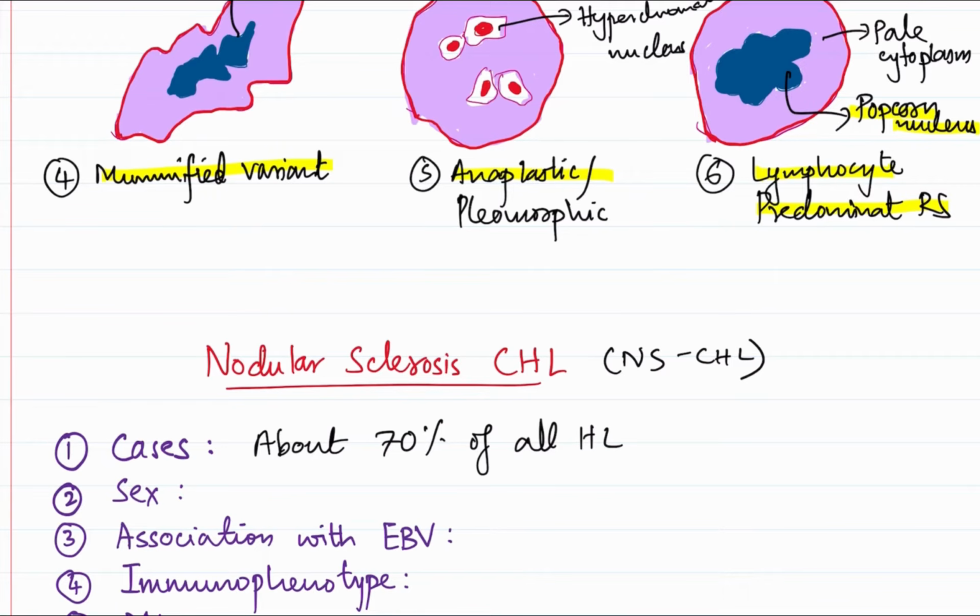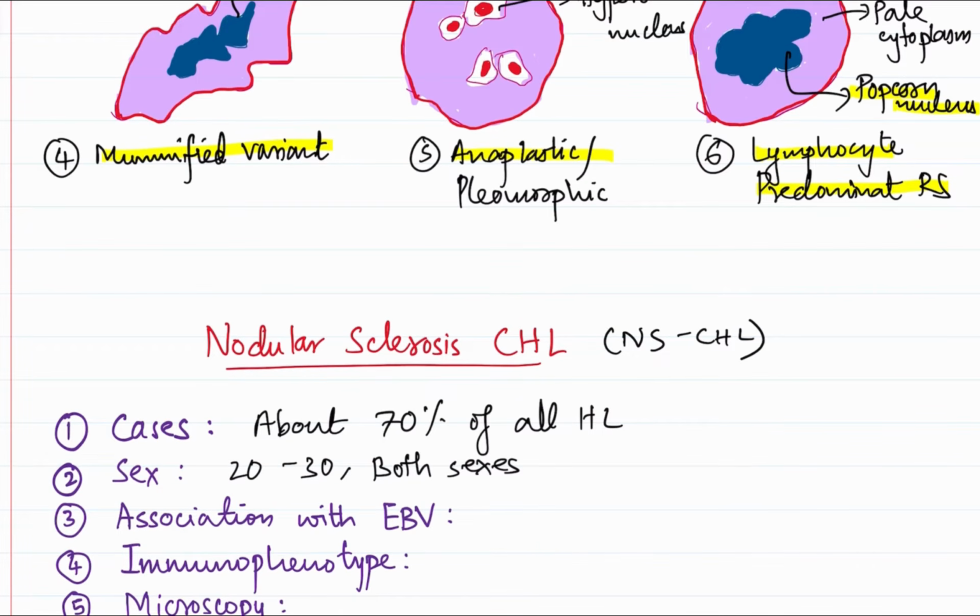And for sex and age, it usually affects young adults, that is 20 to 30. We have said that the mean age is 32, and both sexes are equally involved. So a 20 to 30-year-old male or female is more susceptible. Then about association with Epstein-Barr virus infection, it is not much associated. Not is not the correct term. We could say it is rarely associated.